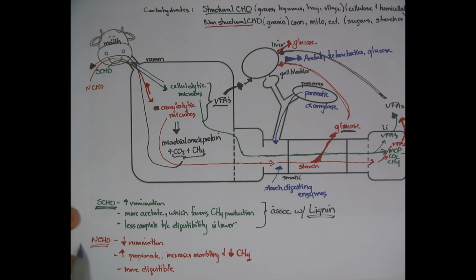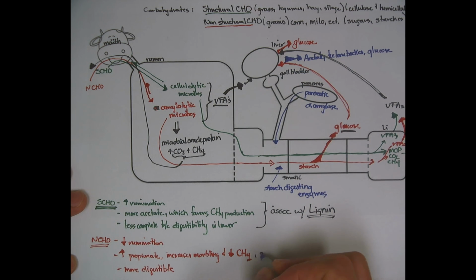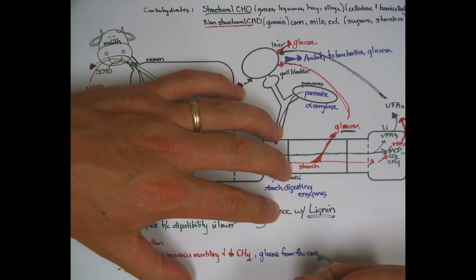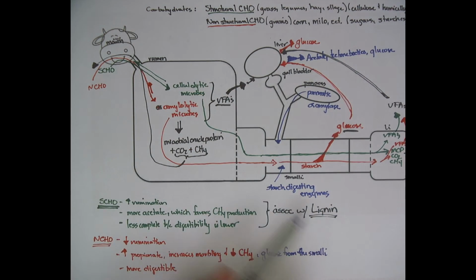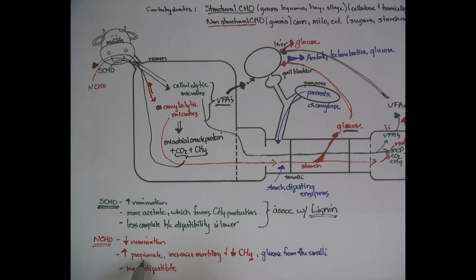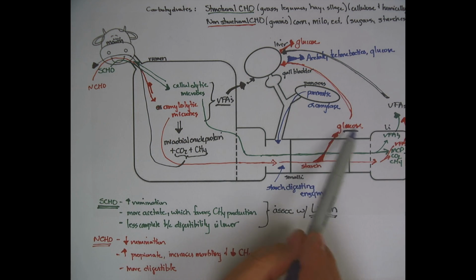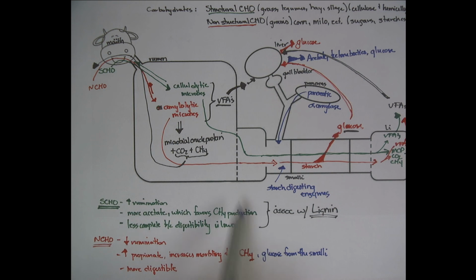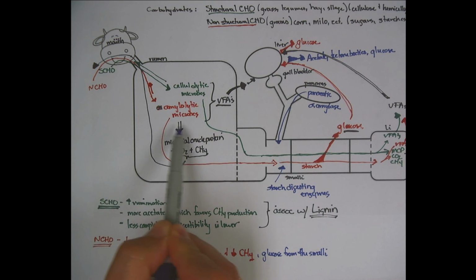Non-structural carbohydrates favor propionate, and we also get glucose from the small intestine. So non-structural carbohydrates are going to provide you more glucose because they provide propionate, and also because some glucose is going to be absorbed out of the small intestine. But most of it is still going to be fermented in the large intestine. Just a small amount gets absorbed as glucose.